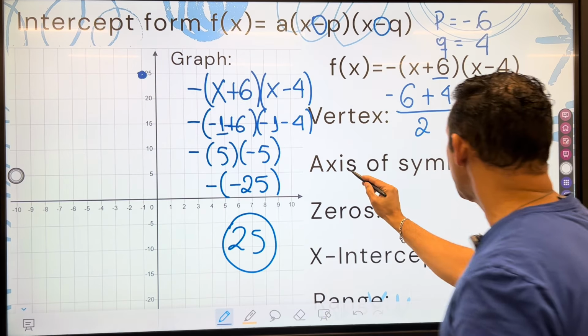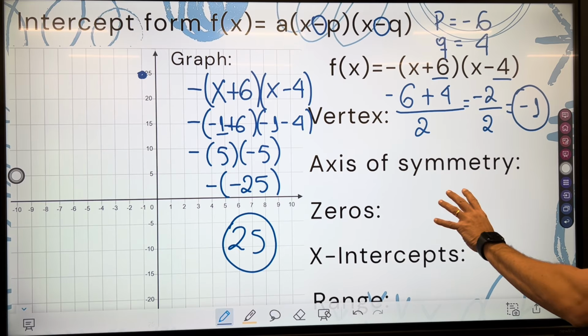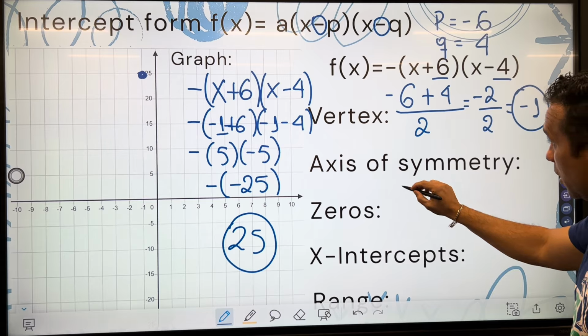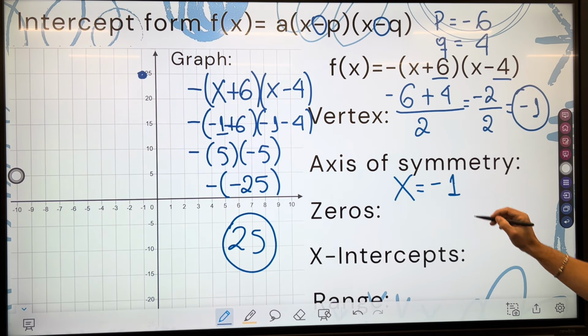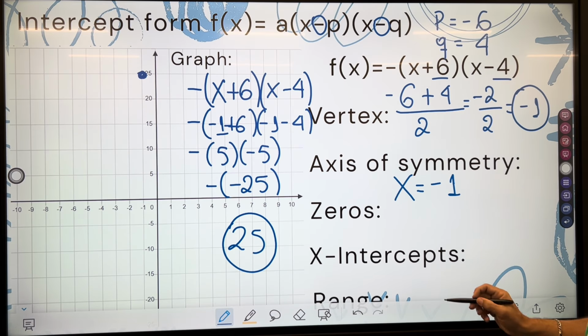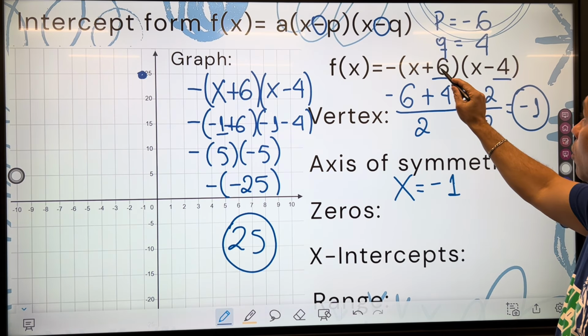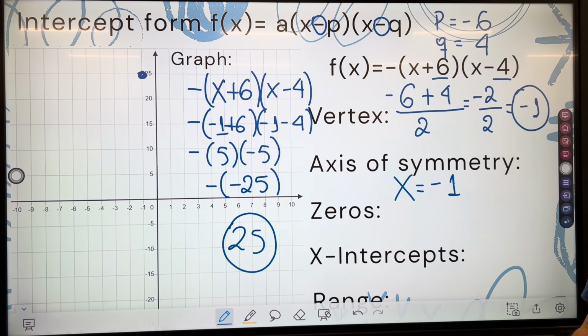Okay, axis of symmetry. The axis of symmetry is when we have x equals -1. That's the x vertex. Zeros. The zeros are the numbers that will make this equation equal to 0. There are 2.